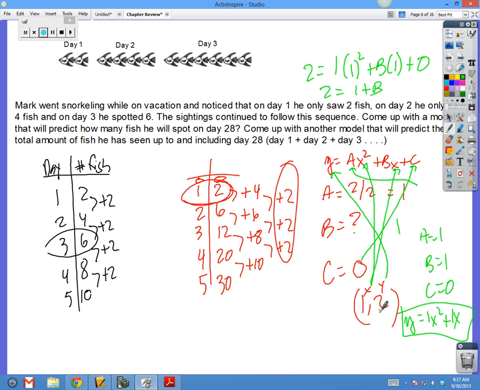That will predict how many fish he sees on day 28. So if I plug a 28 in there and a 28 in there, and I do the arithmetic, it will tell me the total number of fish that he has seen.